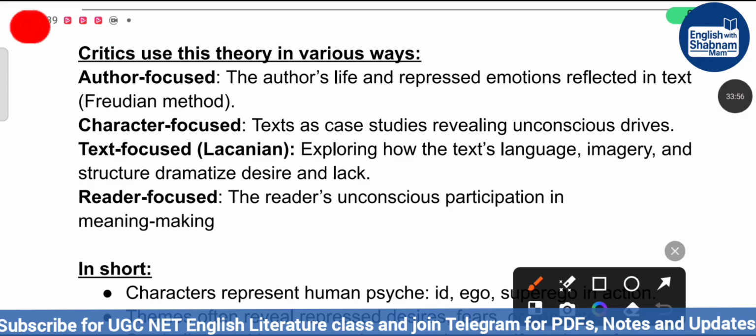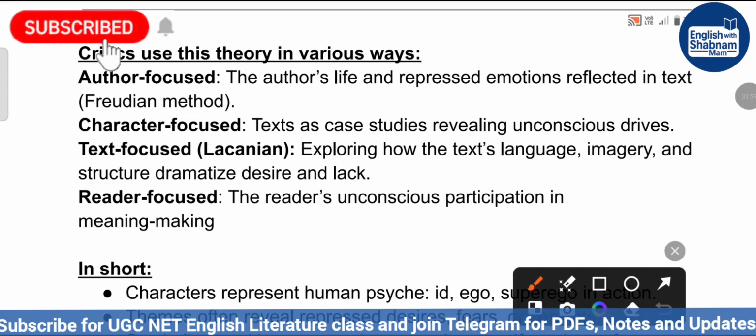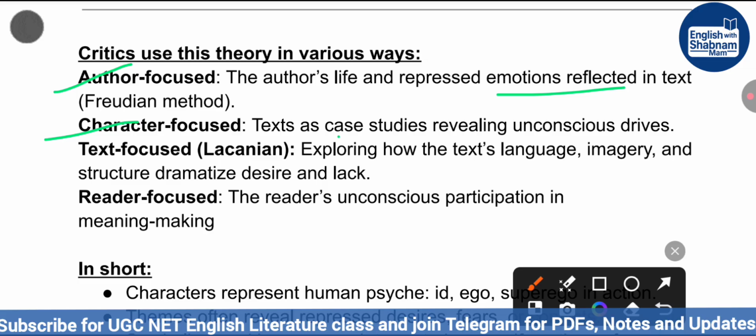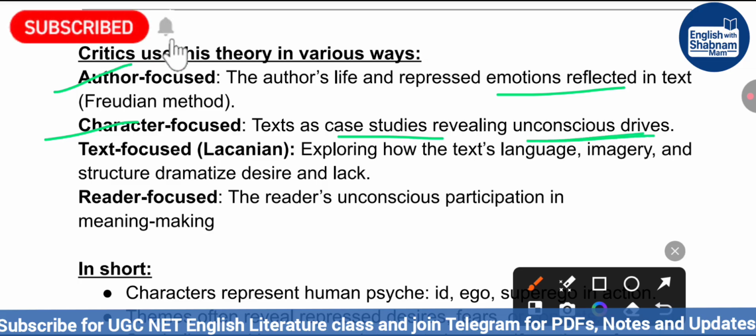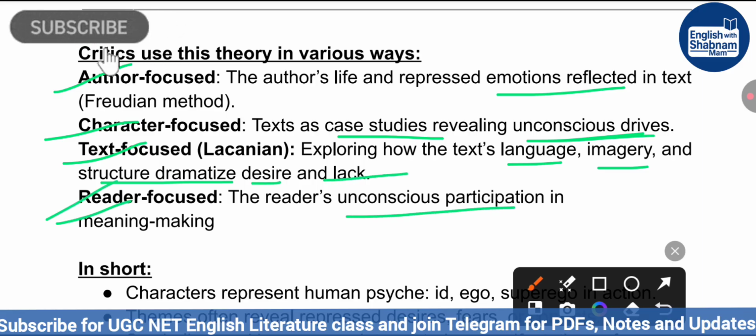Okay. The most important thing in literature is how critics use this theory. This theory is used in various ways. First, author-focused: the author's life and repressed emotions reflected in the text. Character-focused: texts as case studies revealing the unconscious drives of the character through the author, or the author through the character. Then text-focused: exploring how the text's language, imagery, and structure dramatize desire and lack. And reader-focused: the reader's unconscious participation in meaning-making.